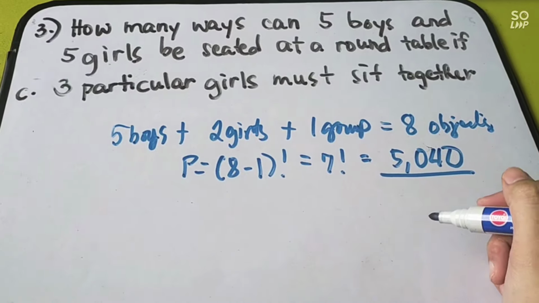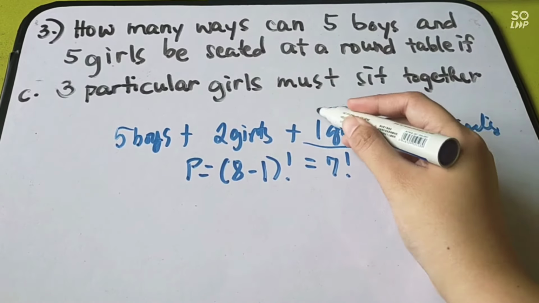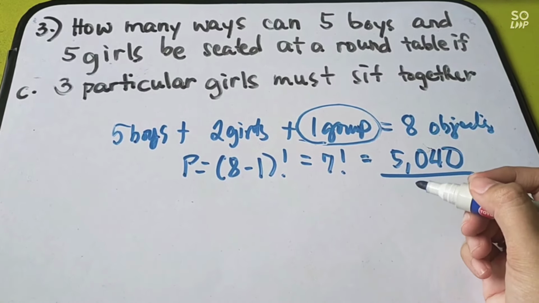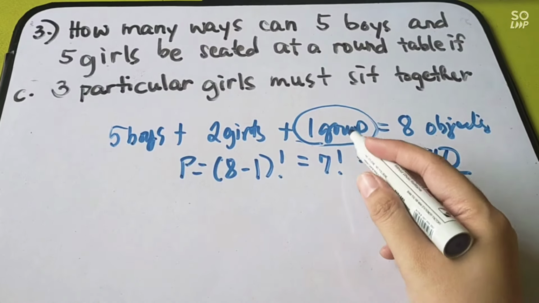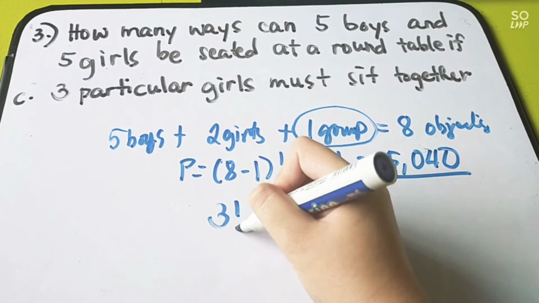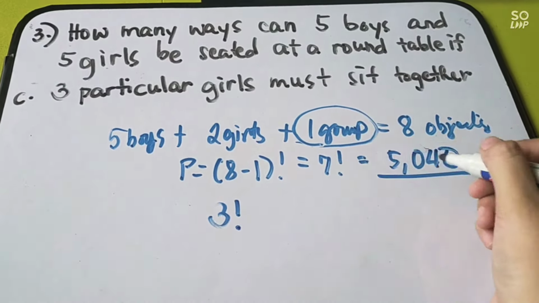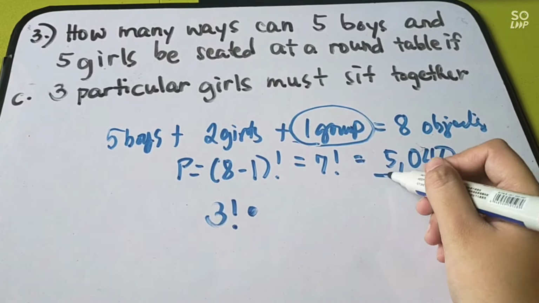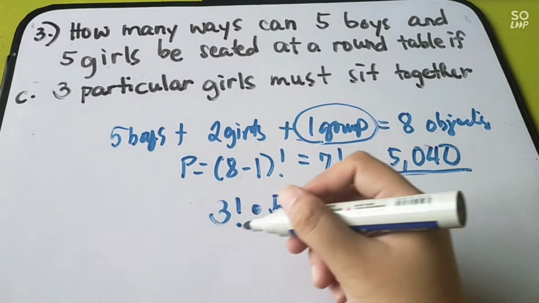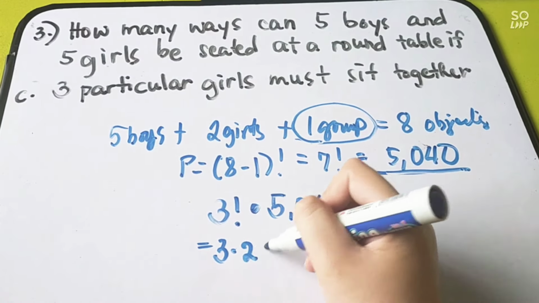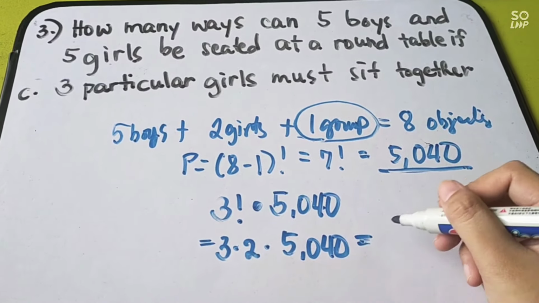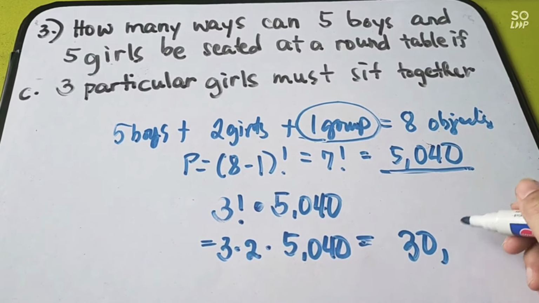7 factorial pa lang yan. Pero, itong one group na to, yung tatlong tao na yan, pwede pa siyang magkapalit-palit. Naintindihan? Since pwede pa siya magkapalit-palit, that is 3 girls, that is 3 factorial. Yung 3 factorial na yon, imumultiply mo siya doon sa 7 factorial mo, which is 5,040. So, 3 times 2 times 5,040 is equal to 30,240.